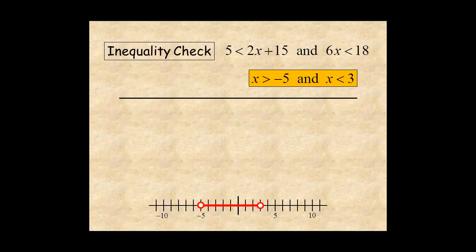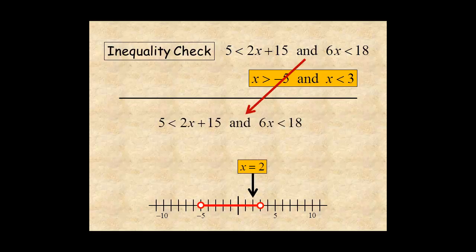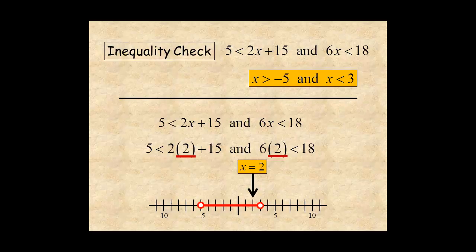There's also an inequality check. Select a convenient value in the interval between negative 5 and 3, like x equals 2. Then rewrite the inequality, substitute x equals 2, and simplify. On the left, 2 times 2 plus 15 is 19, and on the right, 6 times 2 is 12. Then, since both statements are true, the inequality checks.